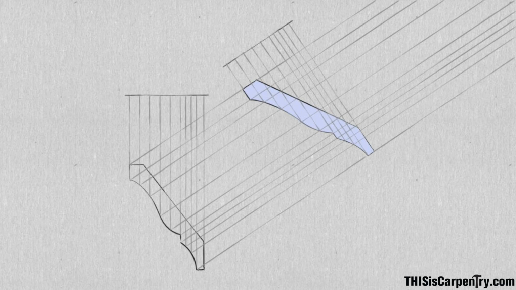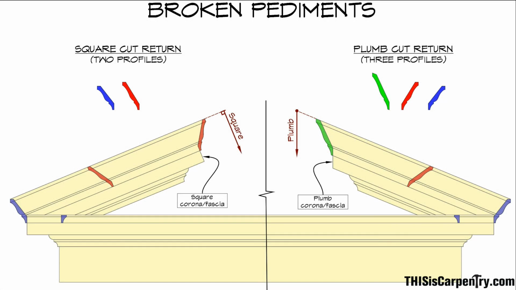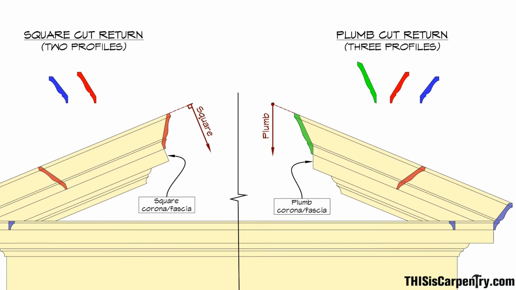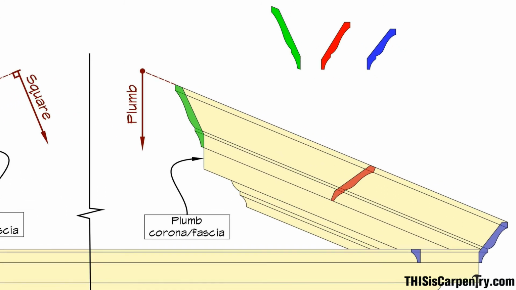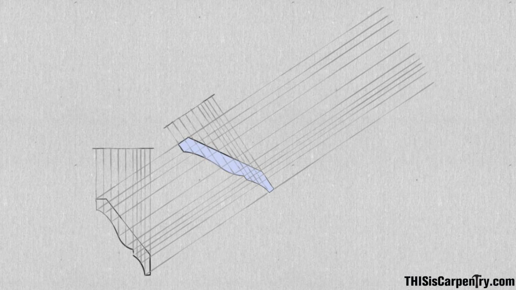For most pediments, the work is done at this point, but for some ornate, broken pediments, a third profile is often used. This top return profile stands vertically, so all of its fillets are plumb, just like the eave molding, but it's much larger. To develop this profile, start by drawing a horizontal level line for its projection storyboard.